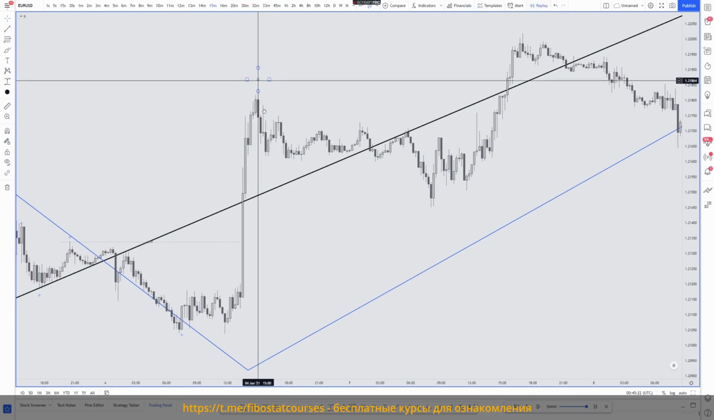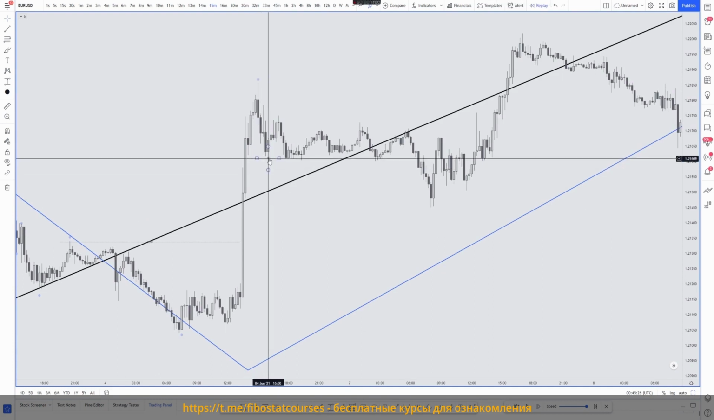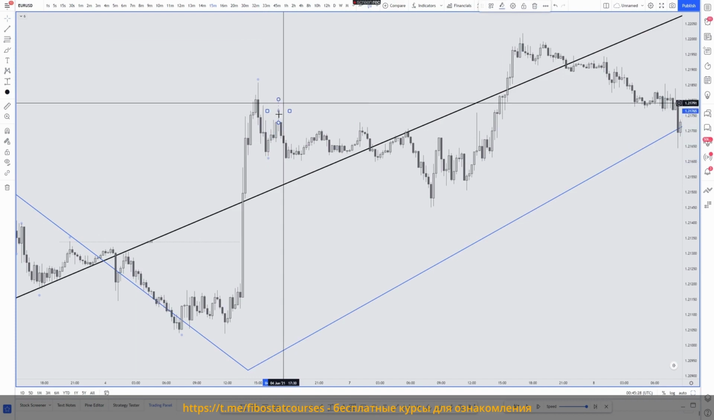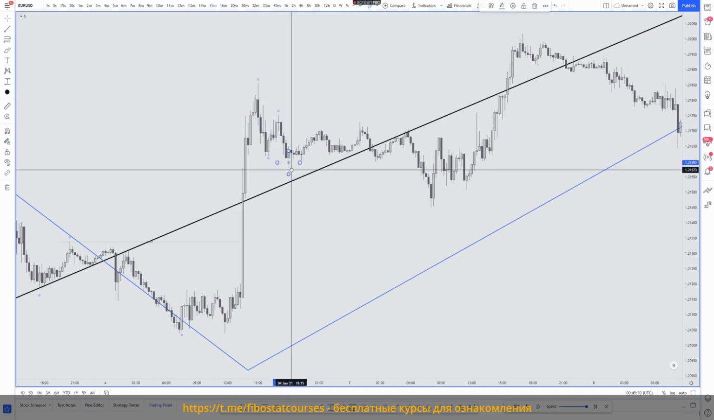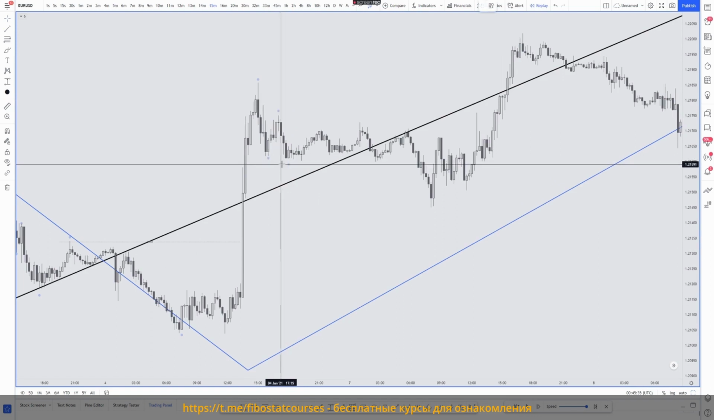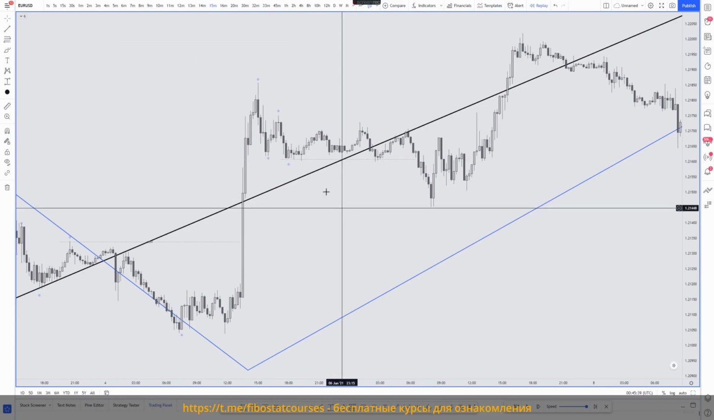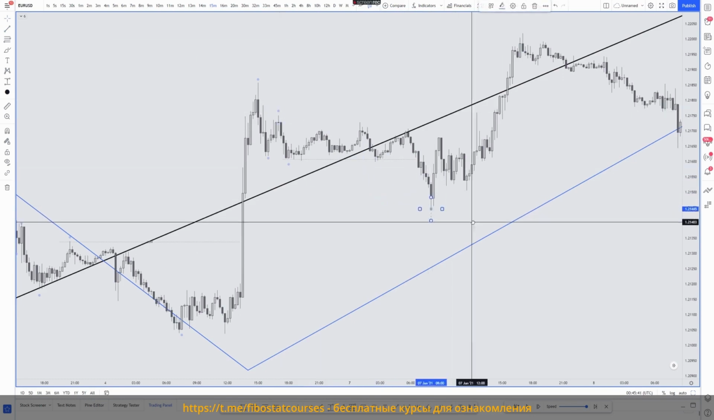You could say this pullback here becomes our structure. You know, and this is one of those areas where structure can get quite messy. In areas like this, I choose not to map any extra market structure if it's just moving sideways like this, as you don't really need it.